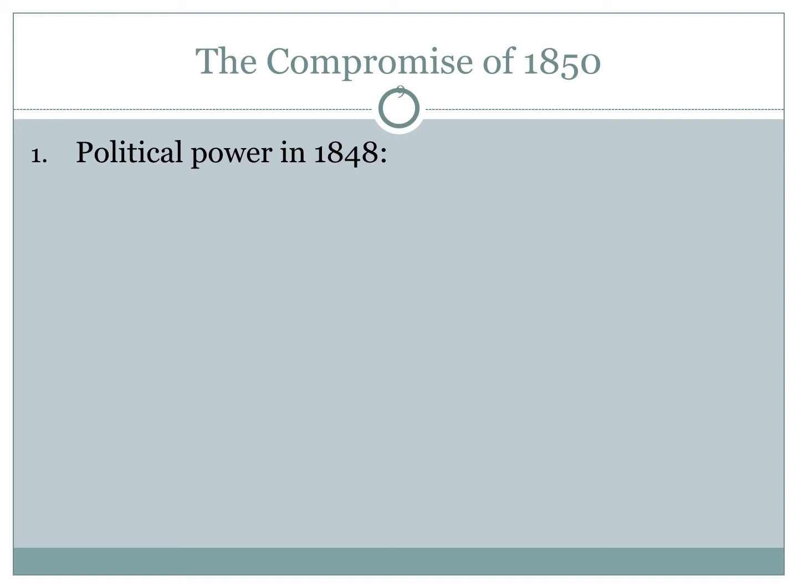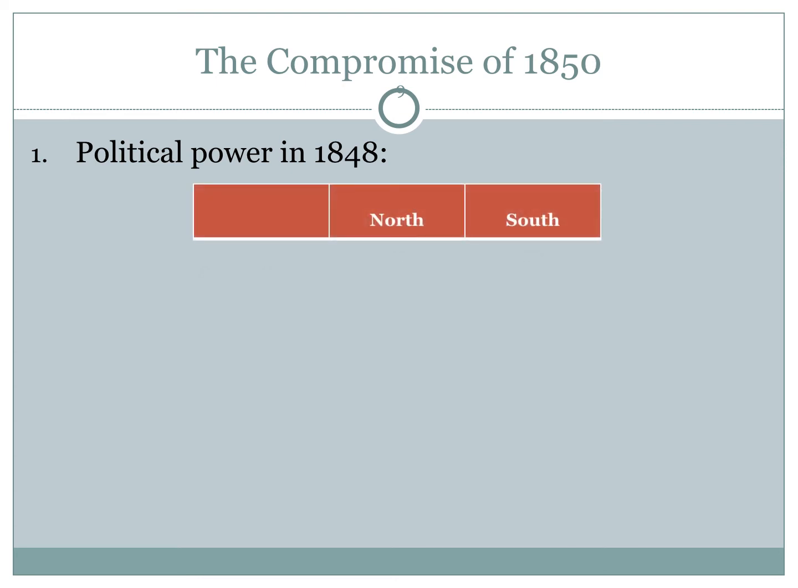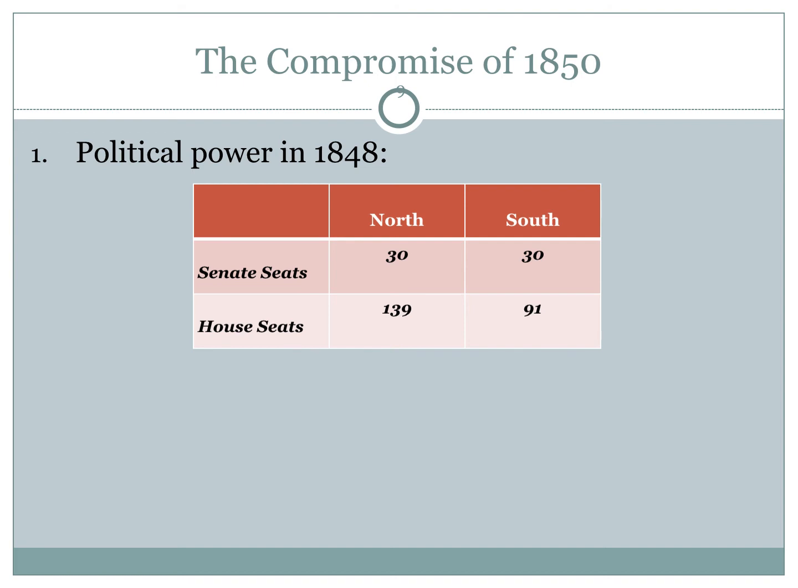So again, let's go back by taking a look here in 1848 at political power and what it looks like at this time. The Senate was still split evenly, right? The country had grown, and now we had 15 free states and 15 slave states. So that balance was still there. 139 members of the House in the North, 91 from the South, which meant 169 electoral votes for the North to 121 for the South.